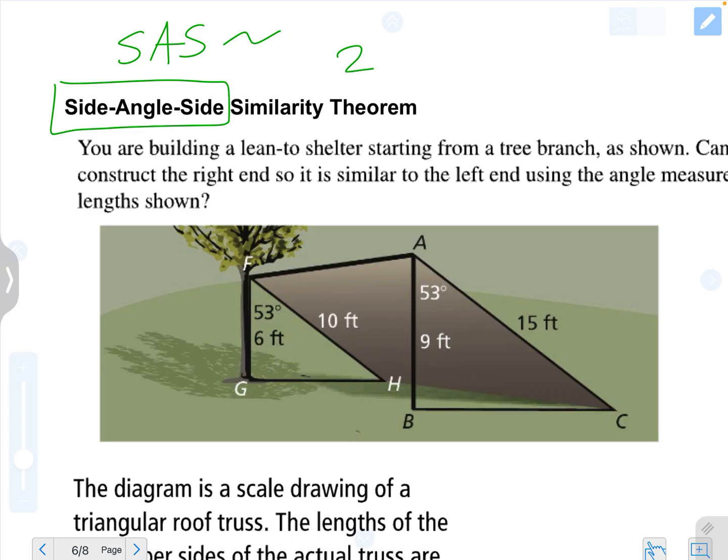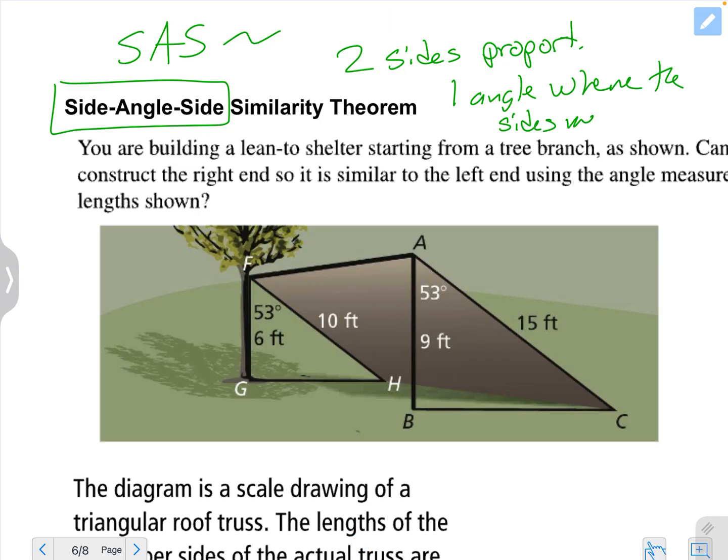So we need two sides to be proportional, and then we need one angle where the sides meet to be congruent.